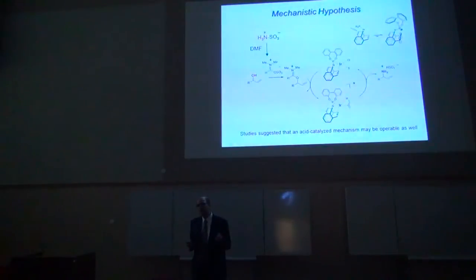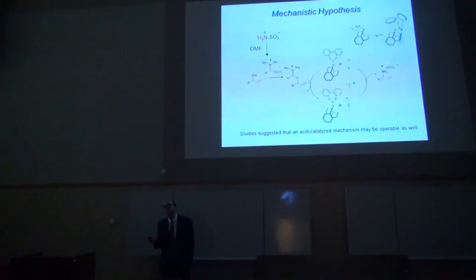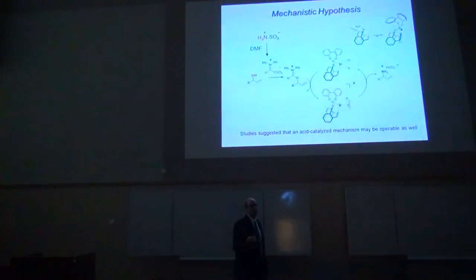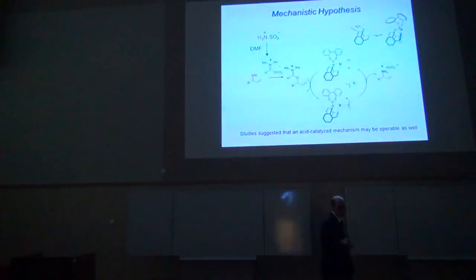And it turns out that there is precedence for the fact that dimethylformamide, which is the solvent that we had utilized in the reaction, reacts with sulfamic acid to give this intermediate. This is nothing more than the anhydride between sulfuric acid and DMF. You're probably more familiar with the reagent that corresponds to the anhydride of hydrochloric acid and DMF, known as Vilsmeier's reagent.